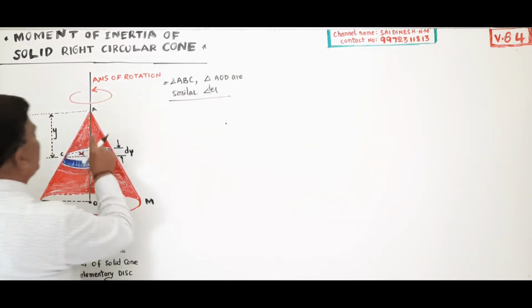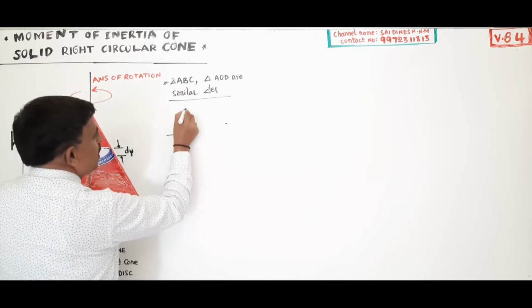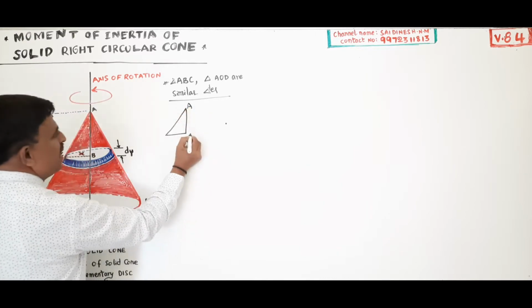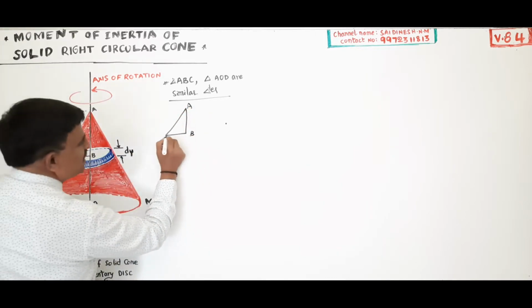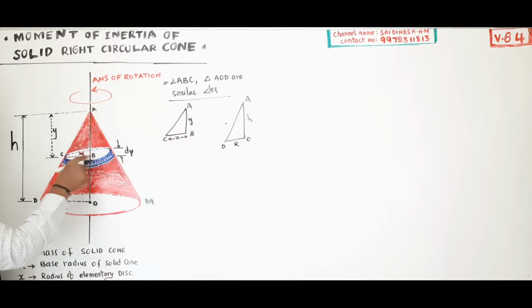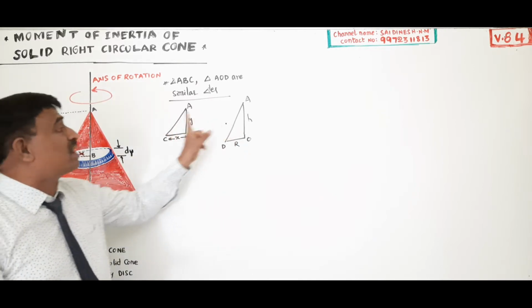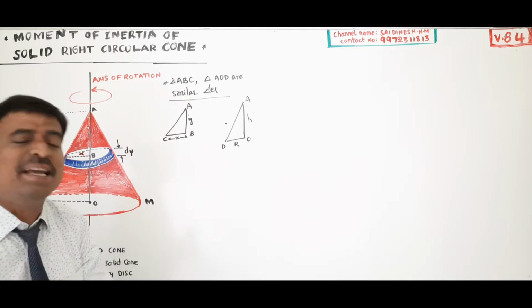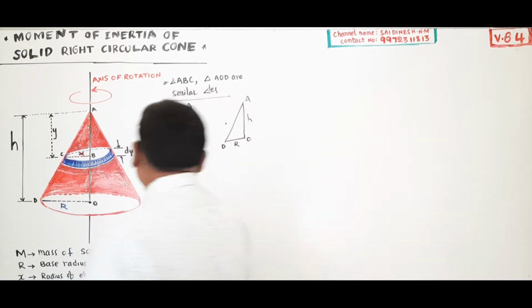Now please listen here. ABC. Now this distance is x. ABC is a right angle triangle. AOD is a right angle triangle. Both are right angle triangles. Both are similar triangles.